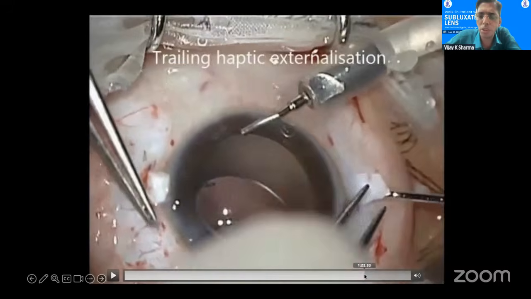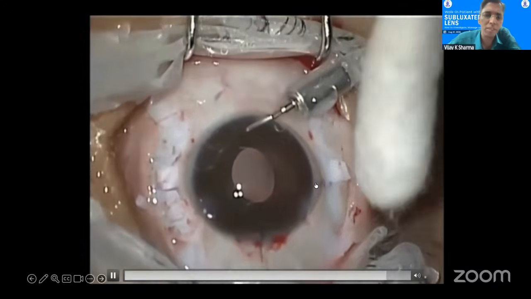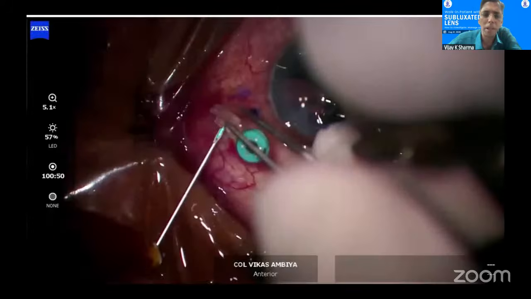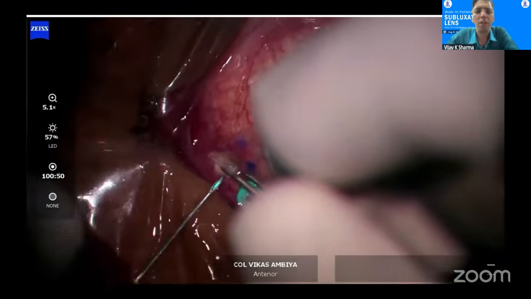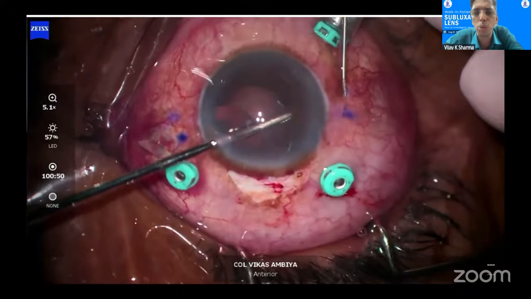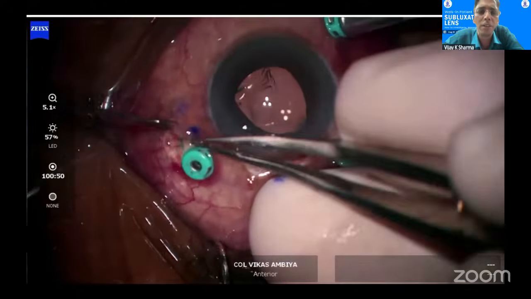I'll skip this because this was covered in the first talk, and the tucking of the haptics is very, very important. You can either use an AC maintainer or a pars plana port depending upon your comfort level. Now, this is another one of my colleagues' videos. I have taken this to show the variations in the SFIOL technique.